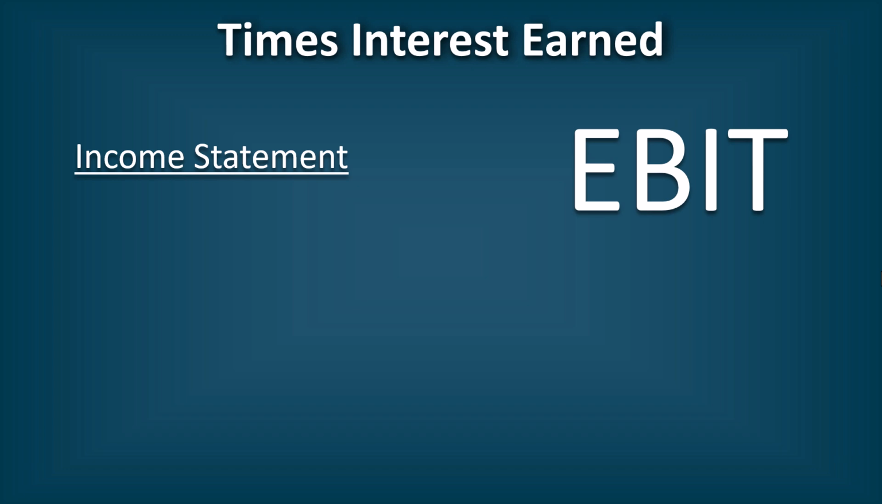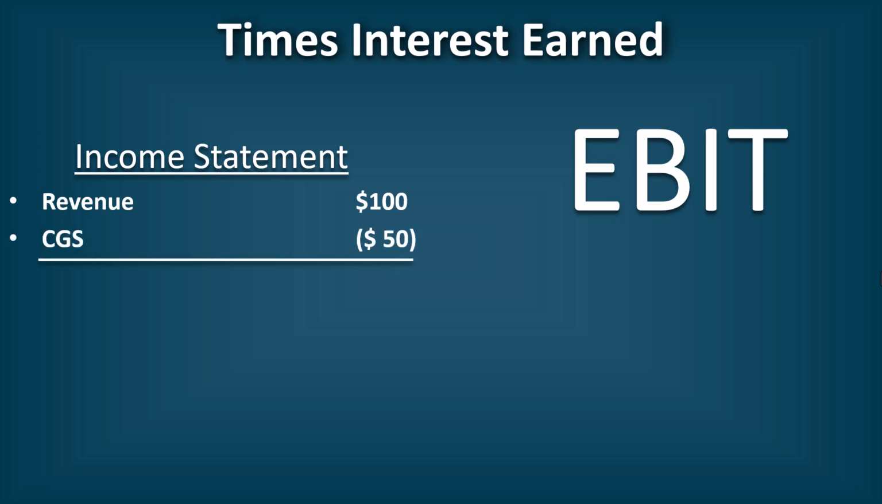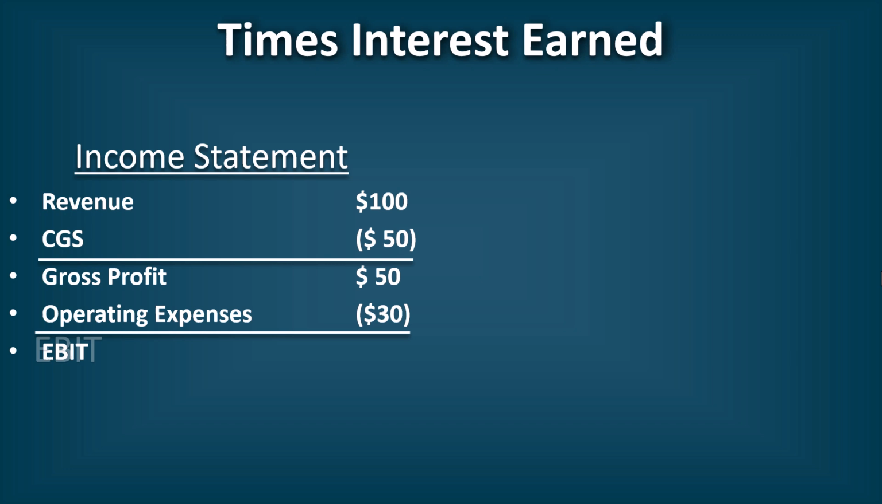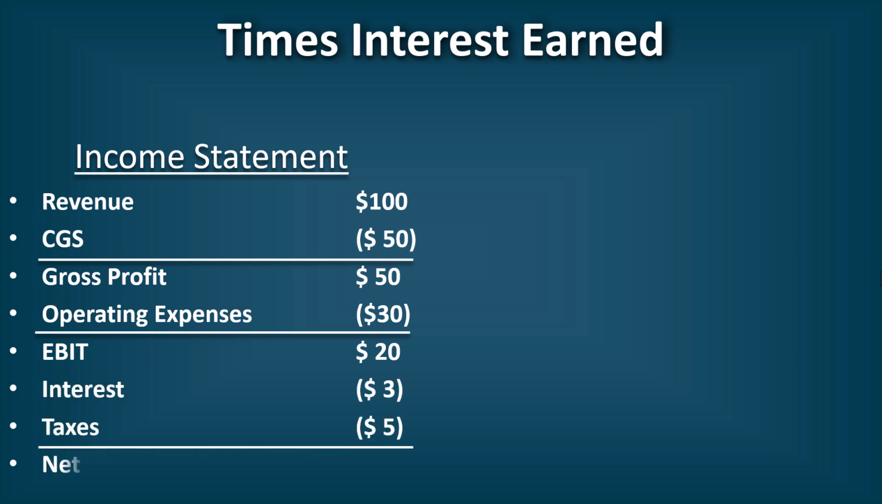EBIT is part of the income statement. In an income statement, we start with revenue. Then we deduct cost of goods sold from revenue and we get gross profit. Then we deduct operating expenses from gross profit and we get EBIT. EBIT stands for earnings before interest and taxes. It is called that because we have not yet deducted interest expenses and taxes from the profit. After we deduct interest and taxes from EBIT, we get net profit.